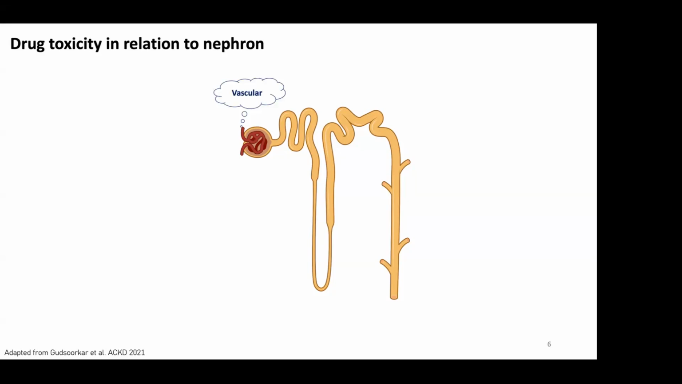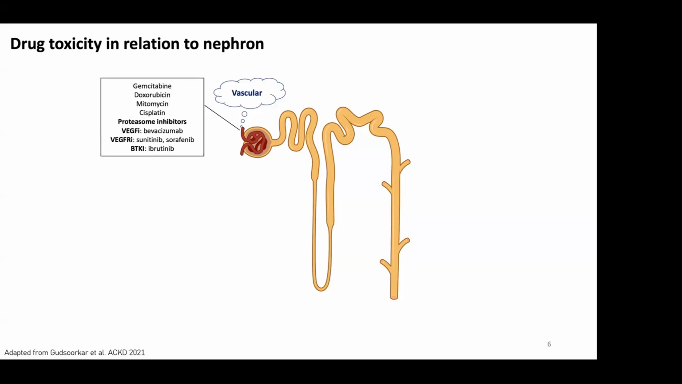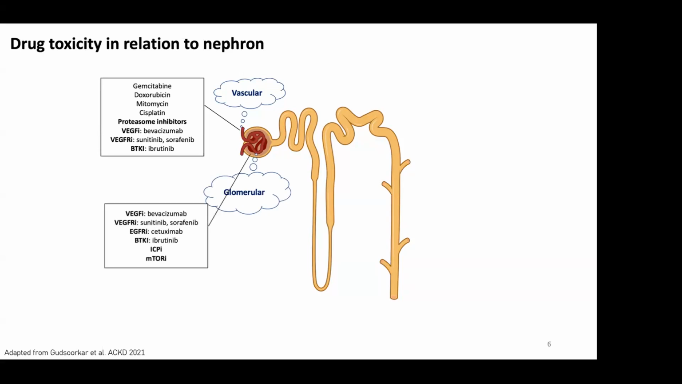So when we talk about the vascular compartment, there are certain drugs like gemcitabine, doxorubicin, mitomycin, cisplatin, vascular endothelial growth factor inhibitors, Bruton kinase inhibitors, which are increasingly used in the treatment of CLL. These cause vascular toxicity. Then the glomerular toxicity or the podocyte injury happens because of certain drugs like vascular endothelial growth factor receptor inhibitors, epidermal growth factor receptor inhibitors, or immune checkpoint inhibitors. And one drug which we have commonly used in transplantation is the mTOR inhibitors.